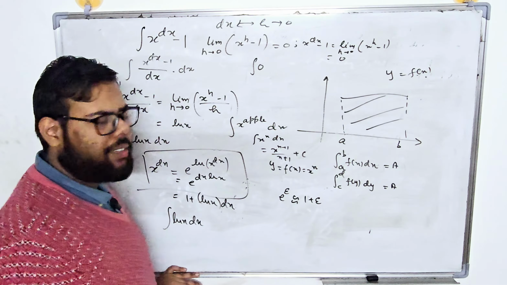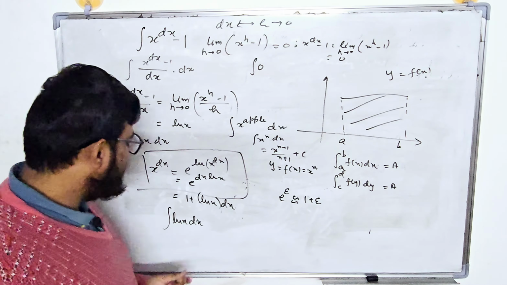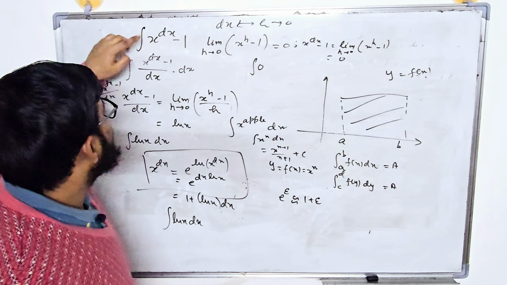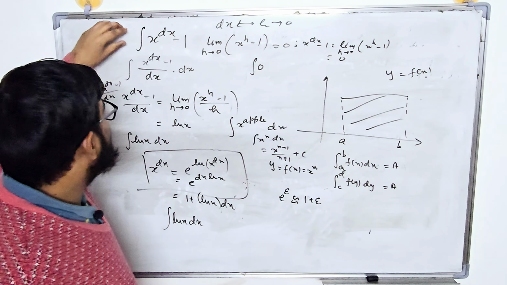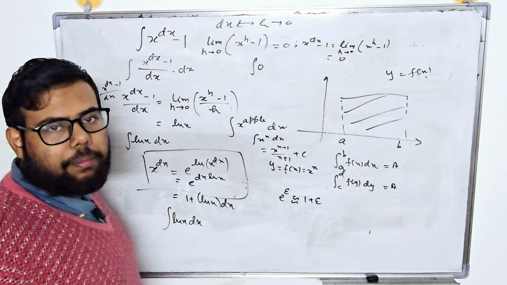Okay, so far so good. So we got this integral ln x dx. We know how to solve this, we can easily solve it, I don't need to tell you. But what's the problem over here? Because from here we ended up here, so we got a valid integral.